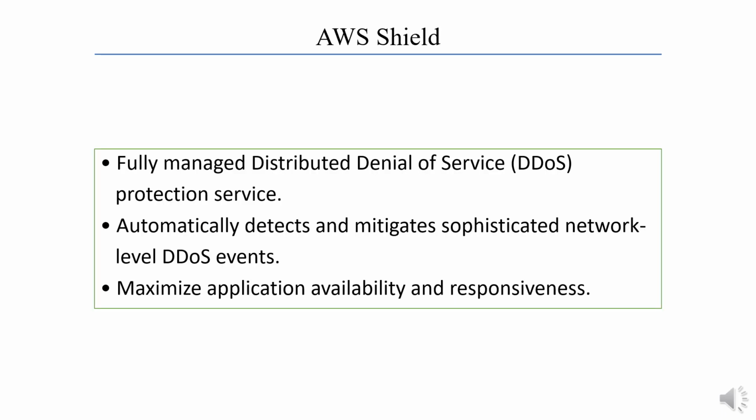AWS Shield is a fully managed distributed denial of service (DDoS) protection service in the AWS cloud workloads. The service automatically detects and mitigates sophisticated network-level DDoS events. As a result, you can maximize availability and responsiveness of your applications running on AWS.